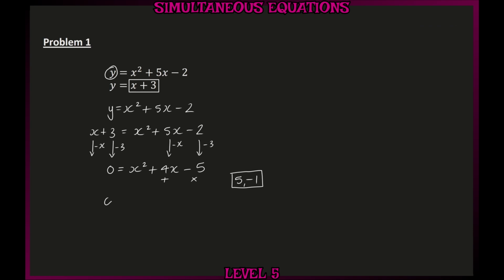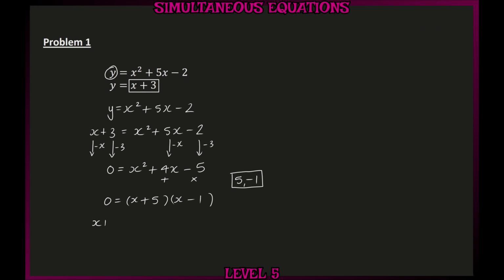So we can factorise this by creating two brackets with an x at the start of each, because x times x gives us x squared, and our two numbers 5 and minus 1 just go at the end of those brackets. So we have x plus 5 multiplied by x minus 1 equals 0. Now, because those two brackets are multiplying each other to make 0, the only way this can happen is if one of the brackets is 0.